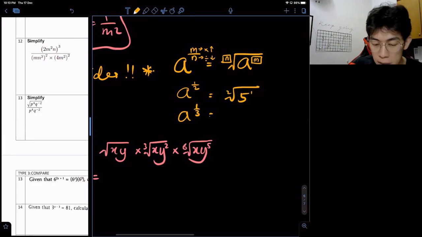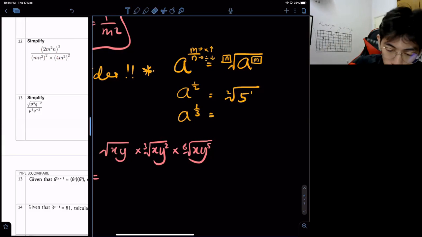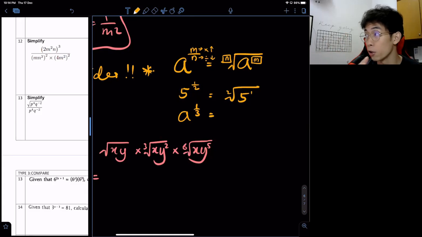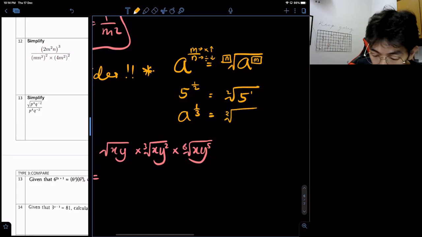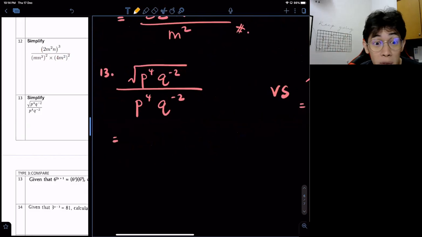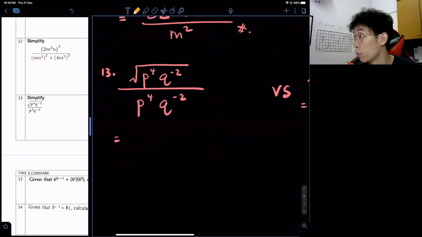A power 1 over 3, what is it? Sorry, I put a square root 5. Okay, so tell me what is a power 1 over 3? Very good, Javier is correct. So it's actually cube root of 8, right? So you notice that it's a very obvious square root. Square root, right? Yes.